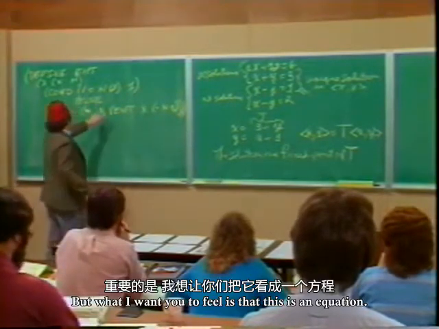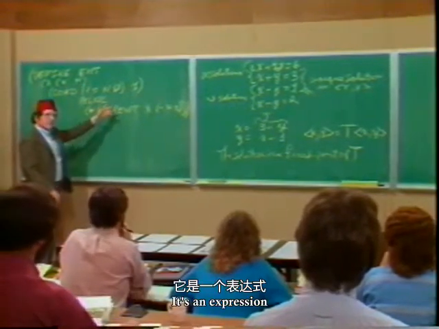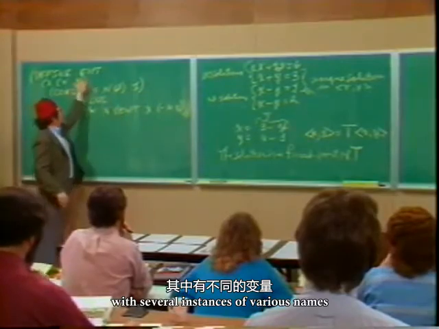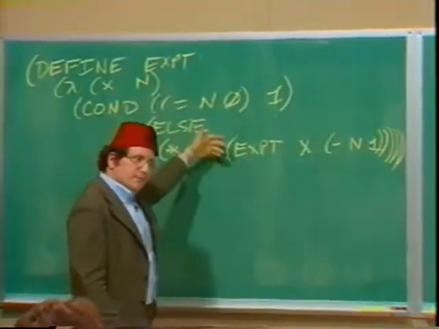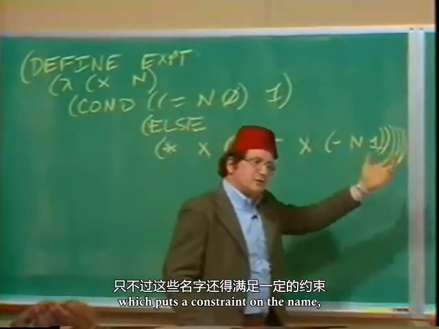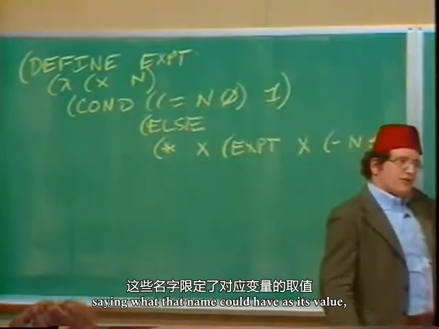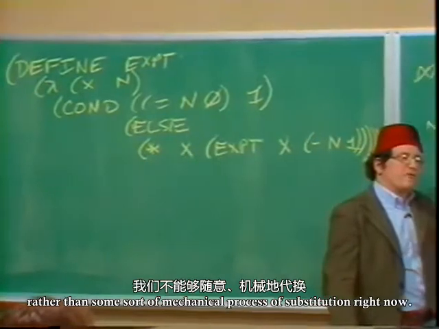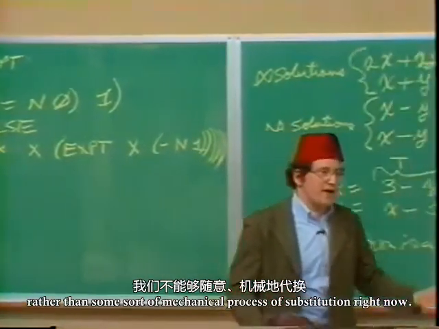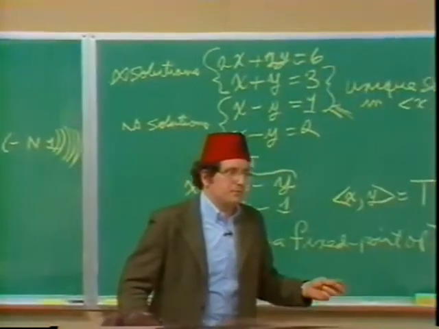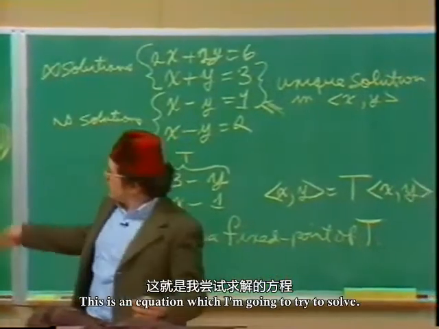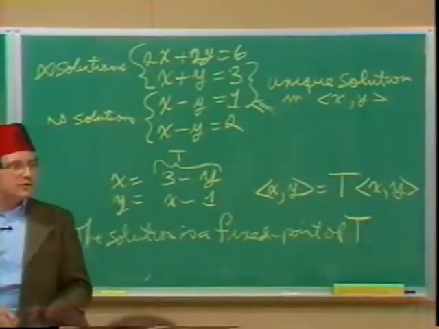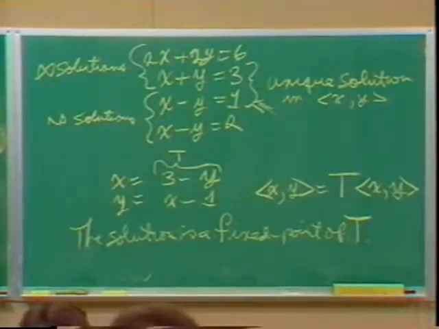But what I want you to feel is that this is an equation. It's an expression with several instances of various names, which puts a constraint on the name, saying what that name could have as its value, rather than some sort of mechanical process of substitution right now. This is an equation which I'm going to try to solve. Well, let's play around and solve it.